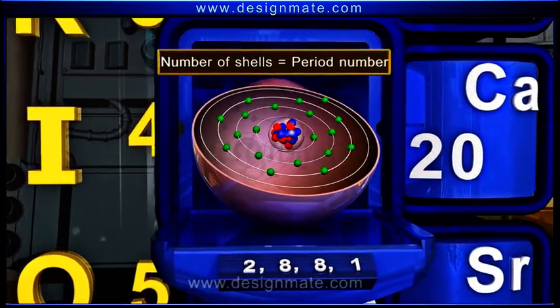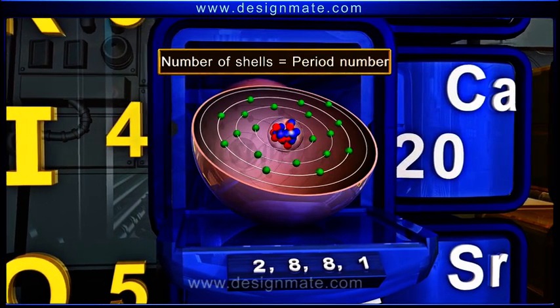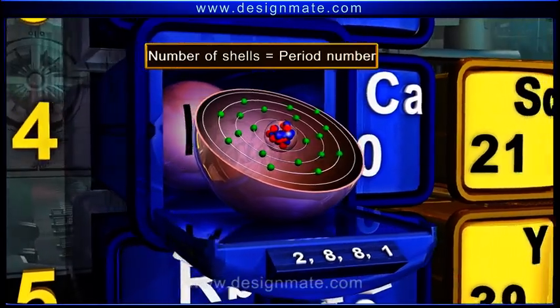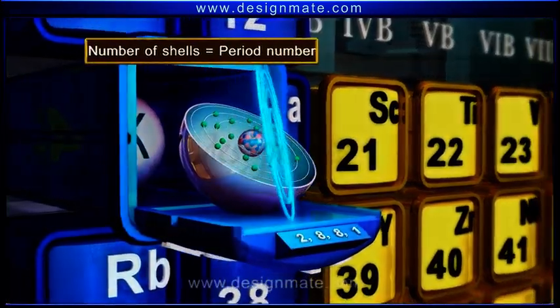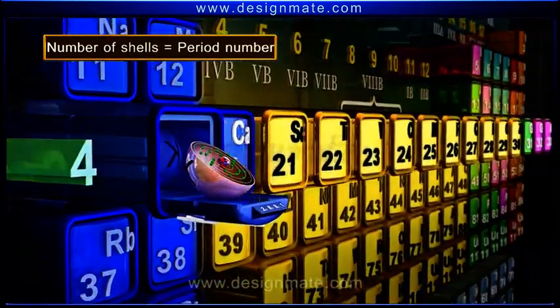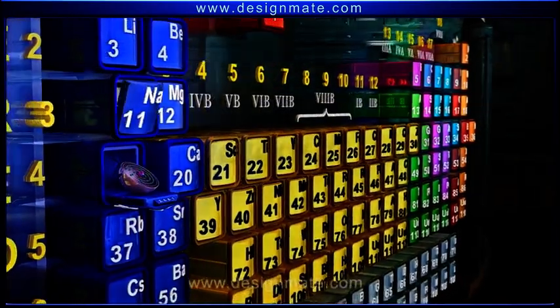Let's continue with the same example of potassium. Its electronic configuration is 2, 8, 8, 1. This means there are 4 shells in an atom of potassium, and therefore it belongs to the fourth period of the modern periodic table.